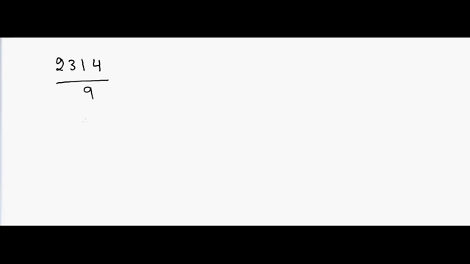In that case, what we will do is add all these 4 digits together. So 2 plus 3 plus 1 plus 4, that will give me 5, plus 1 is 6, plus 4 is 10. So if you divide 10 by 9, you will get 1 as a remainder. So your remainder would be 1 in that case.